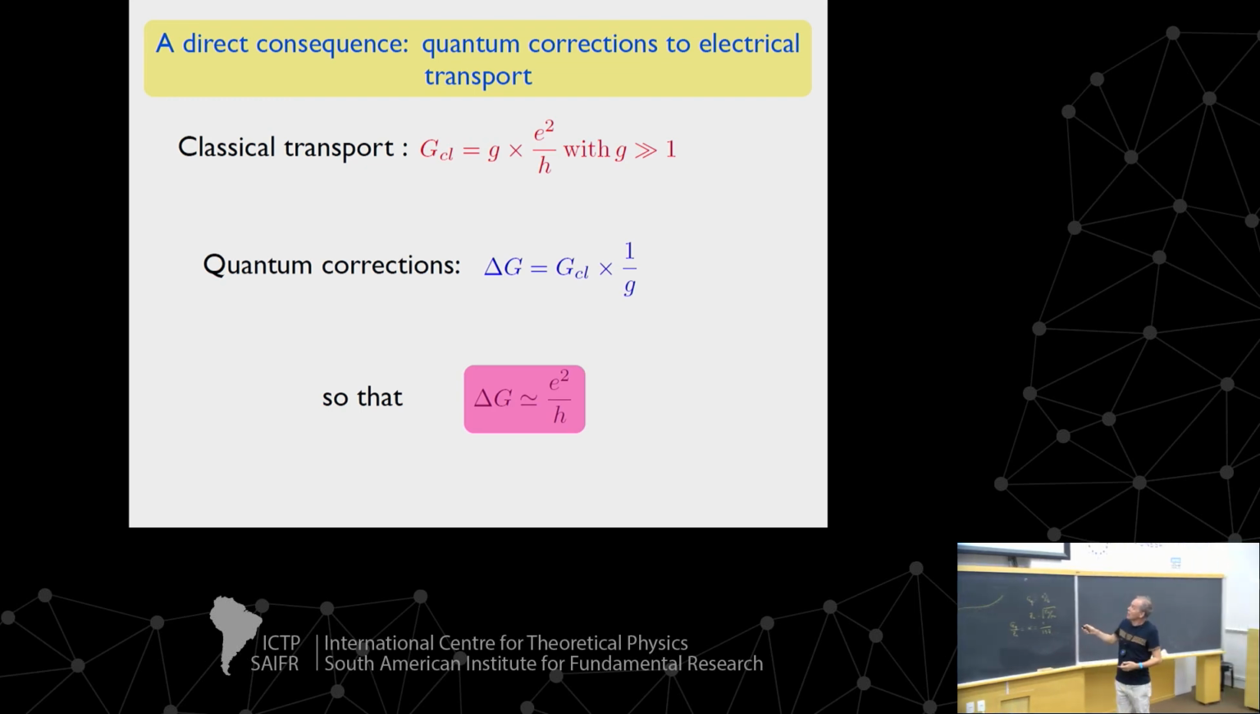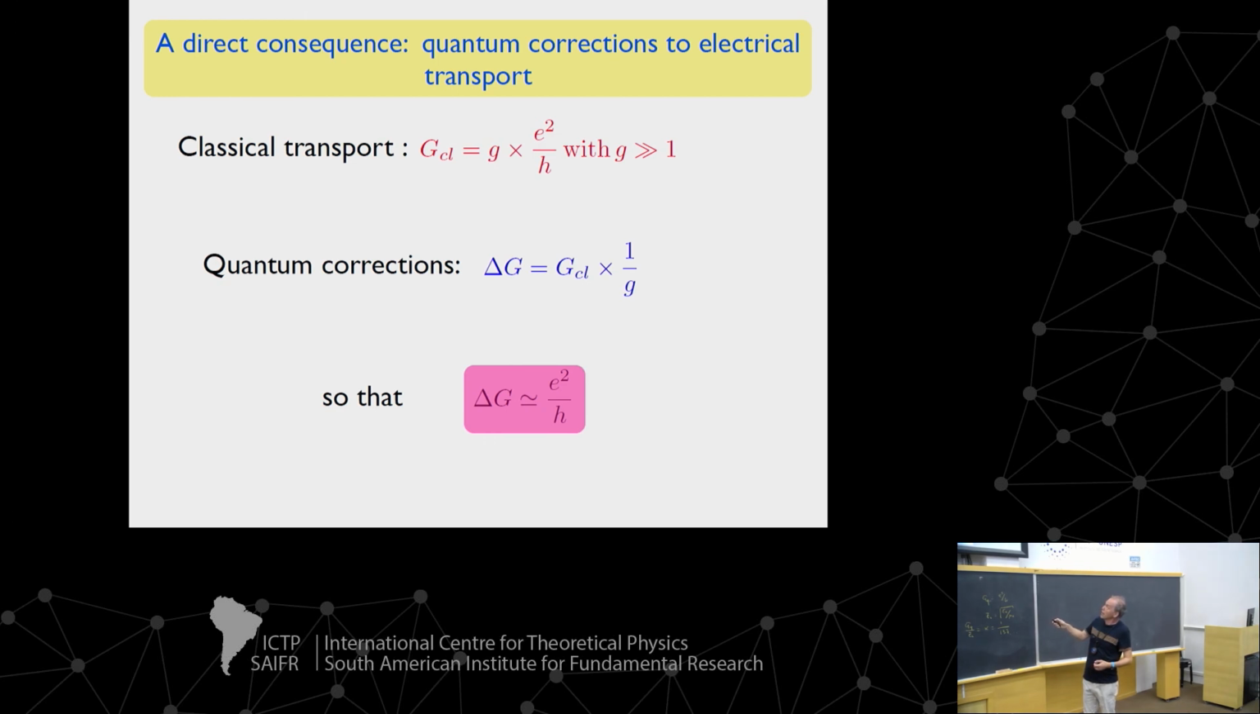So this is quantum corrections. They are equal to g classical times this quantum crossing, which is 1 over g. But g classical is proportional to g, which means that everything that depends on the characteristics of the system, elastic mean free path and whatever, will disappear because this g cancels with this 1 over g, which means that all quantum corrections will always be universal, independent of the details of the system. It does not depend on the size of the system. It does not depend on the elastic mean free path. It does not depend on the wavelength. It depends on nothing. Just e squared over h.